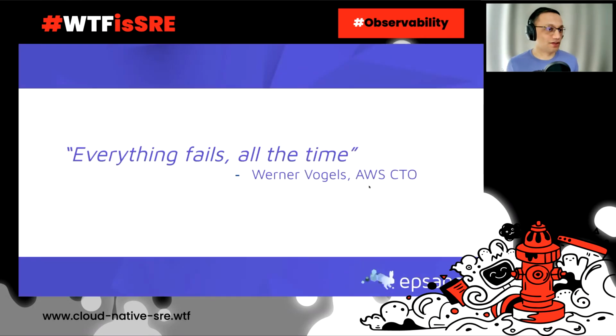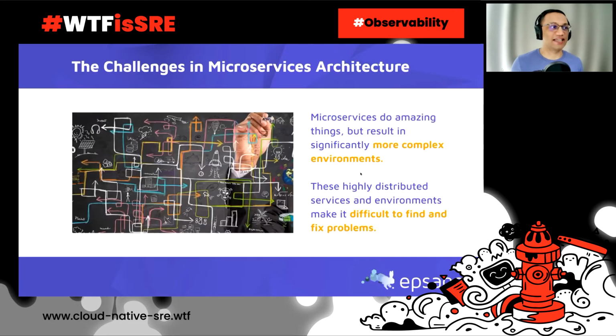However, as Werner Vogels once said, everything fails all the time, and I completely agree with it. So what's the catch in microservices? The essential catch is that the architecture has become much more complicated, and that is why it is very difficult to troubleshoot and fix problems.